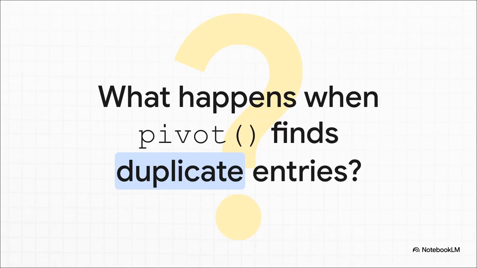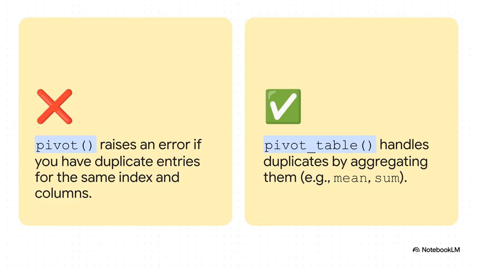But there's a catch, a really important one. What happens if pivot runs into duplicate entries? Like, what if a student has two different scores for math? The regular pivot function just breaks. It throws an error because it has no idea which of the two scores to put in that single math cell. And that's why we have pivot_table.